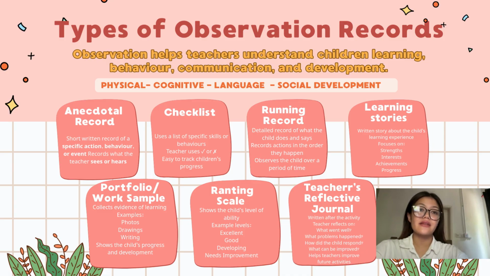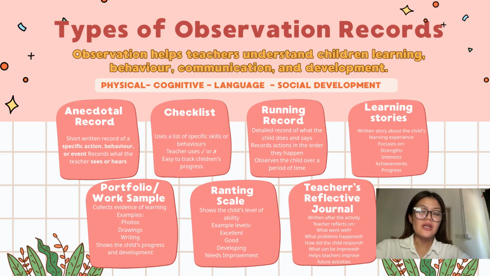Next, I will explain the different types of observation record. Why is observation important? Observation helps teachers understand children's learning, behavior, communication, and development. Different observation methods provide different types of information about the child. These methods can help us observe the child's physical, cognitive, language, and social development. First, we have the anecdotal record.